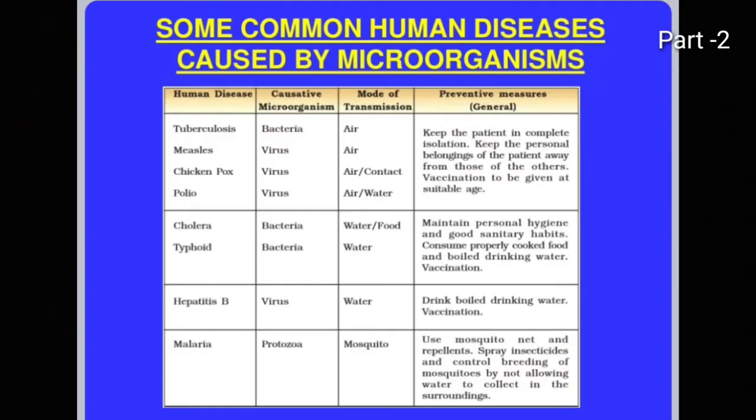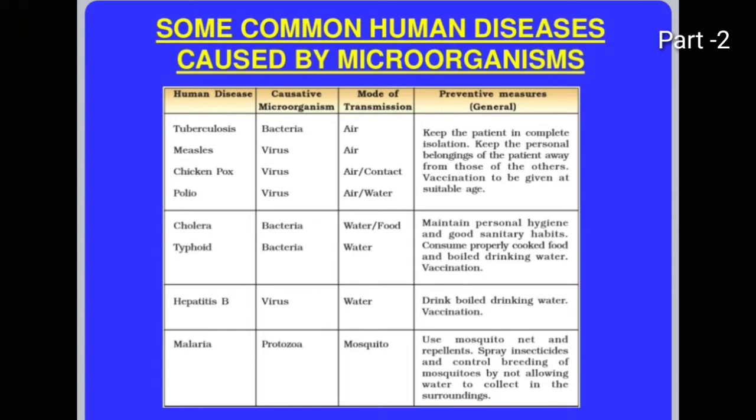Now next is some common human diseases which are caused by microorganisms. So first disease is tuberculosis. And which microorganism caused this disease? It is a bacteria. So it is a bacterial disease. And how is this disease transferred? It is transferred through air.